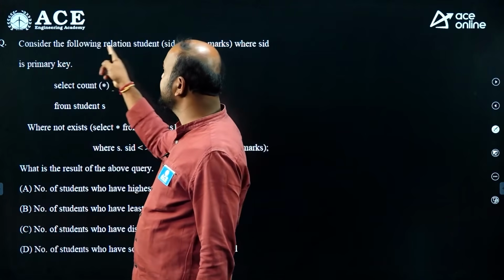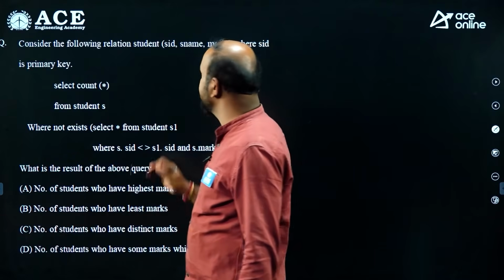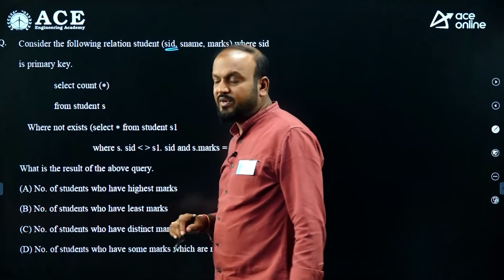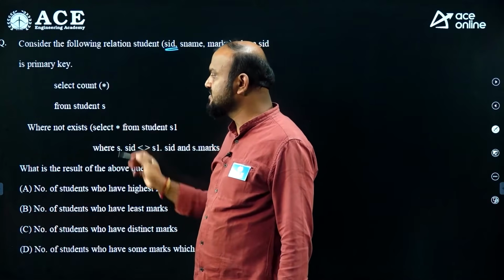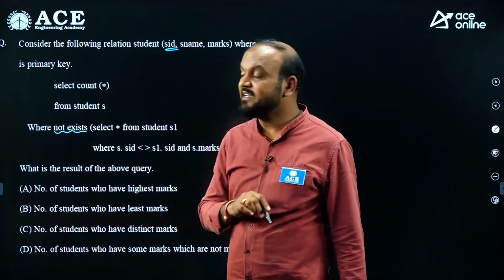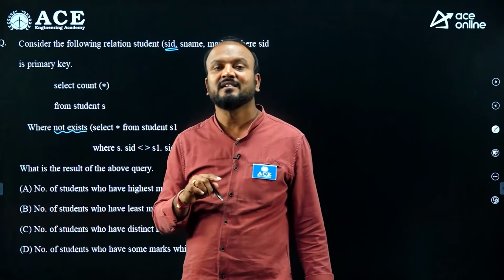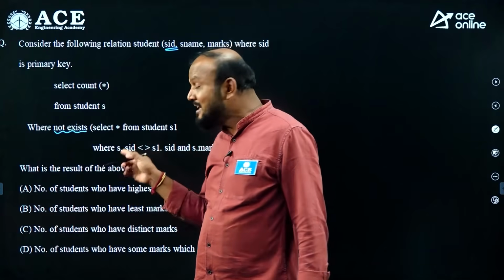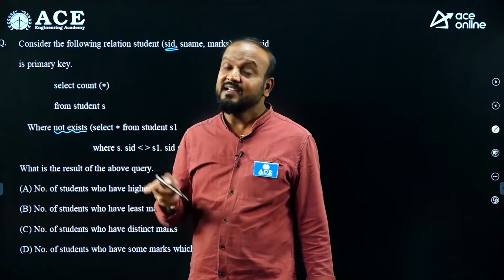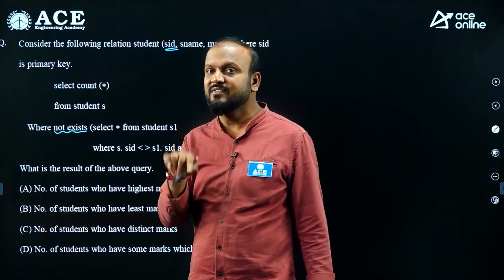Consider the following relation: student, SID, SNAME, marks, where SID is a primary key. What is it finding? Select count star from student S where not exists. What does the not exists operator require? It requires that if the inner query output is empty, then it is going to return true, because exists of empty is false, not exists of empty is true.